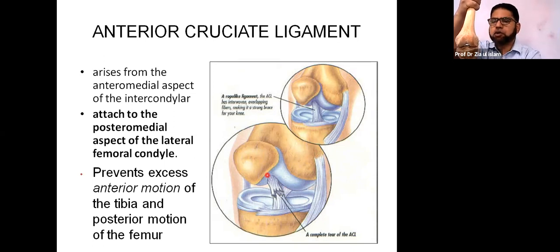यानी कि अगर ये cruciate ligament ना हो, तो the tibia will move anteriorly. इसको prevent करता है. अगर मैं tibia को anterior move करूं, there will be a tightening of the anterior cruciate ligament. और अगर मैं femur को posterior लेके जाऊं, there will be tightening of the anterior cruciate ligament. तो ये cruciate ligament के एक्शन को इस तरह याद करना.